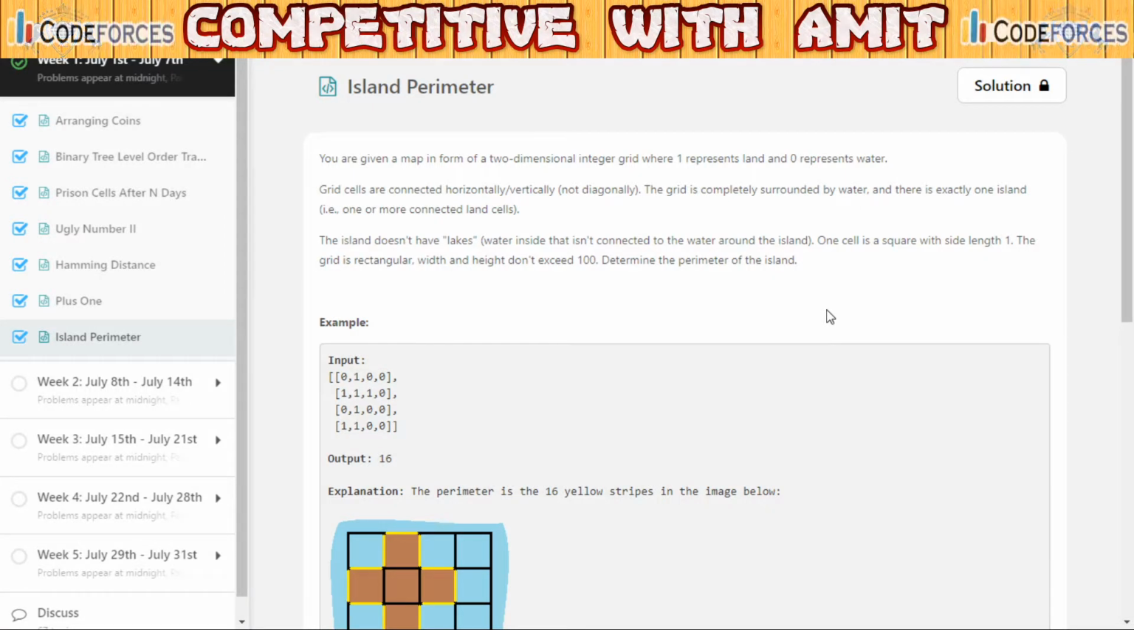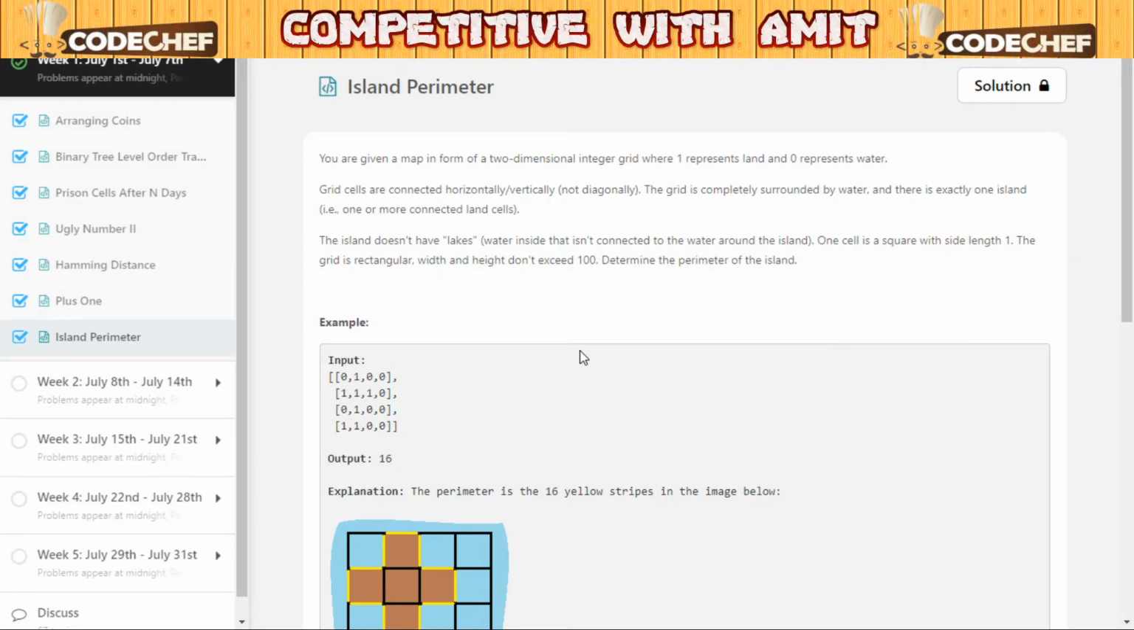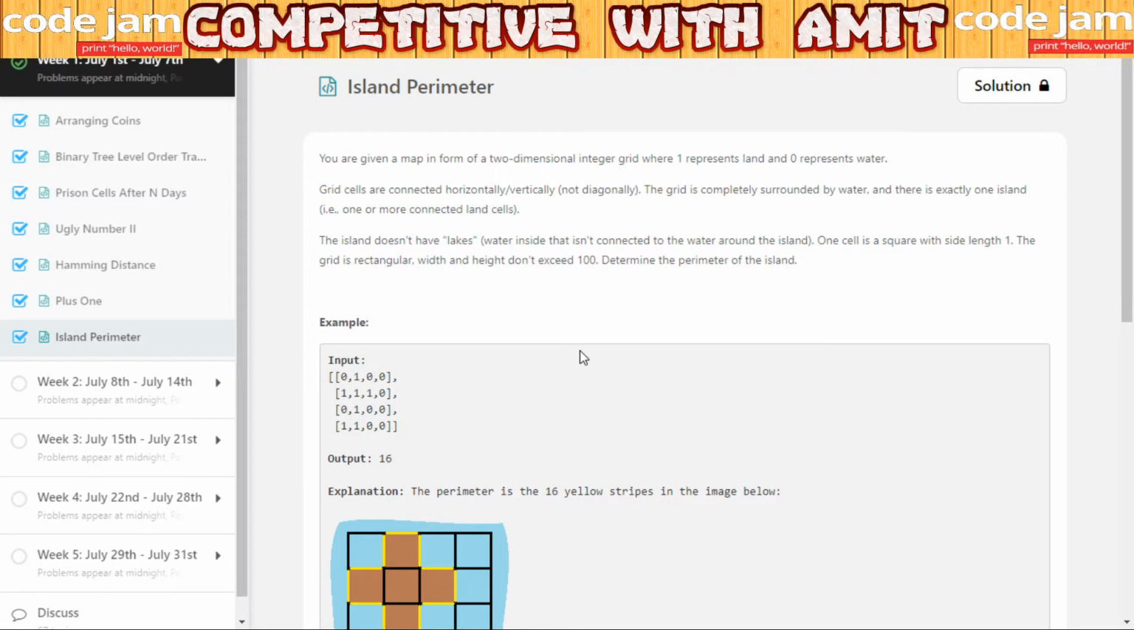Today we will solve the 7th question of July Leetcode challenge. So our question is Island Perimeter. The video will be divided into 3 parts: first the question explanation, second the solution explanation, and third the code explanation.